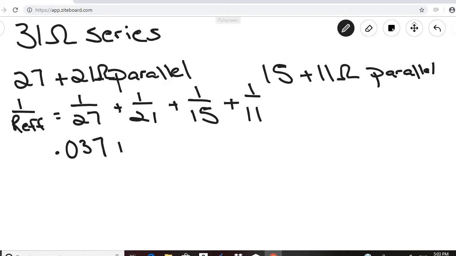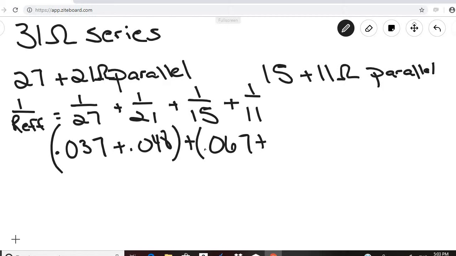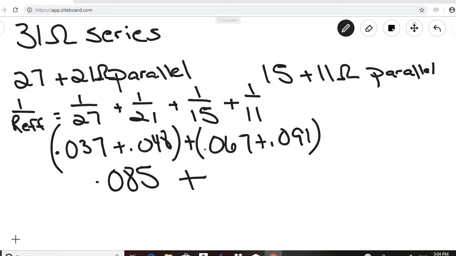Okay, so this is 0.037 plus 0.048 plus the 1 over 15 is 0.067, and 1 over 11 is 0.091. Okay, so each of these are going to go 3 places beyond the decimal place. So this is going to be 0.085, plus that is 0.158.